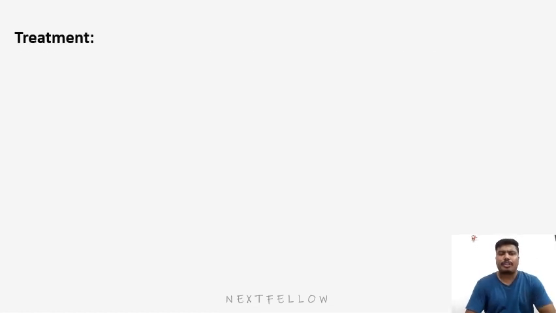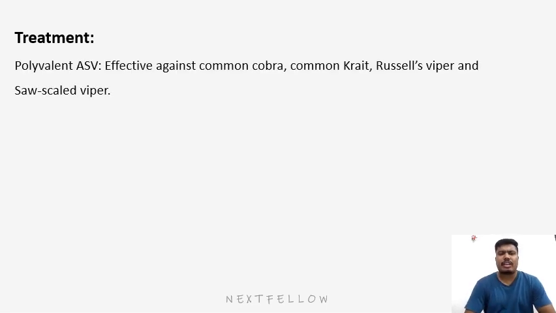Now we will learn about the treatment of poisoning by snakes. This is the anti-snake venom, also known as polyvalent ASV or PAV. It is effective against common cobra, common krait, Russell's viper, and saw-scaled viper. It is produced at the Haffkine Institute, Mumbai, King Institute, Chennai, Serum Institute of Pune, and Kasauli in India. The recommended initial dose of ASV is 8 to 10 vials intravenously, and one vial of polyvalent anti-snake venom neutralizes about 6 to 8 milligram of venom.